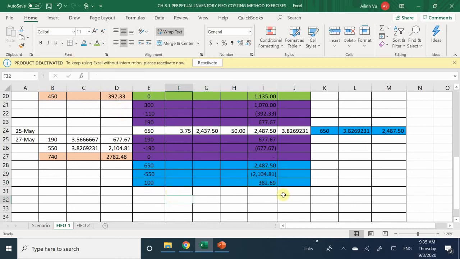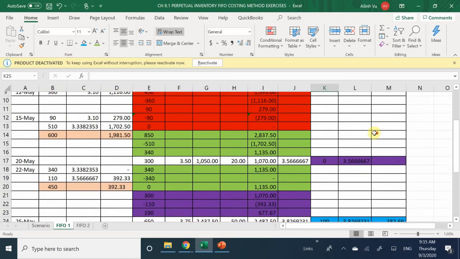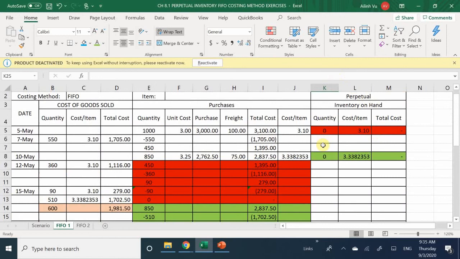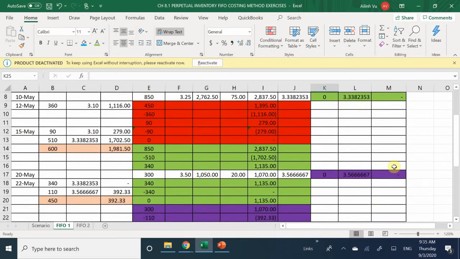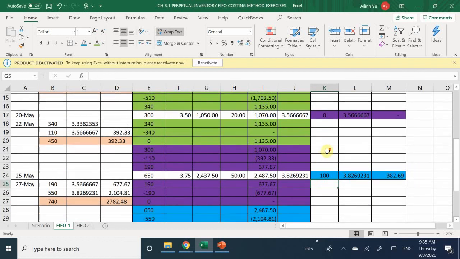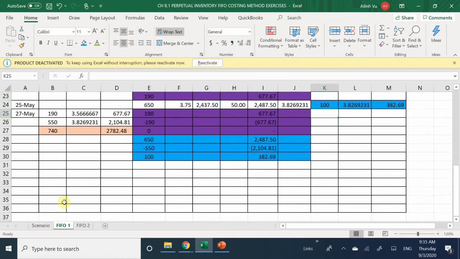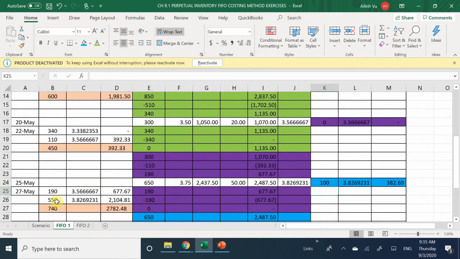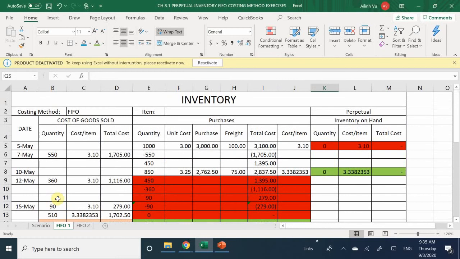Okay. So then I come over here and I only have 100 items left. And if it multiplies across, there you go, $382.69. Okay, so just looking at here, since I don't have batch 1, batch 2, or batch 3, all I have left is my blue batch for $382.69.